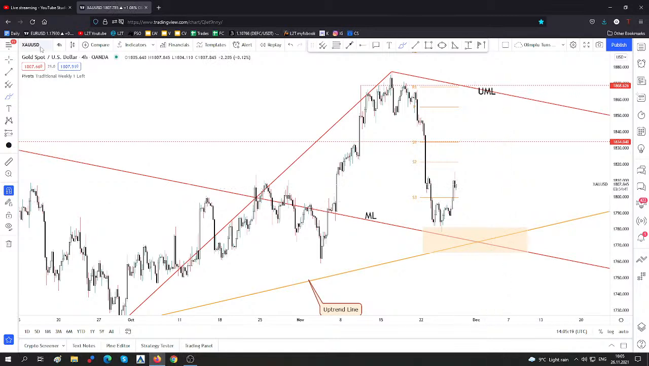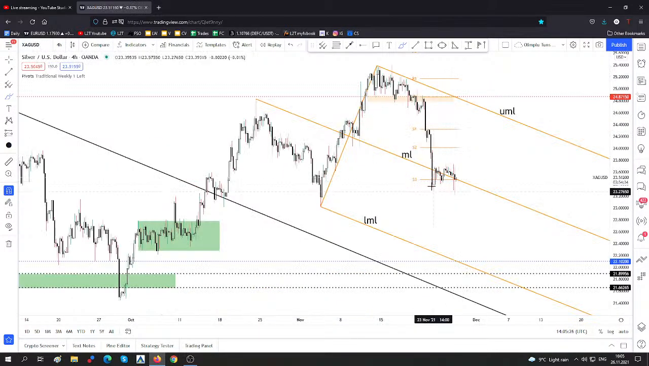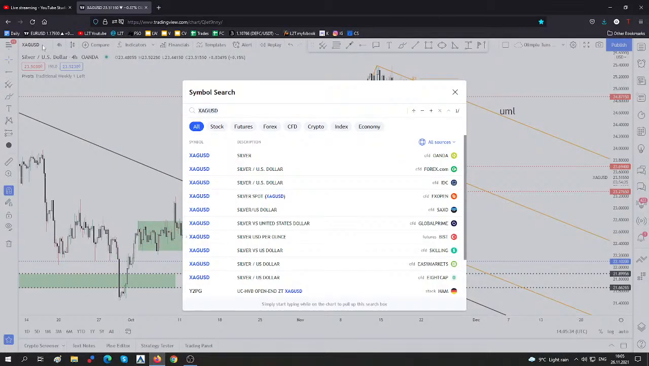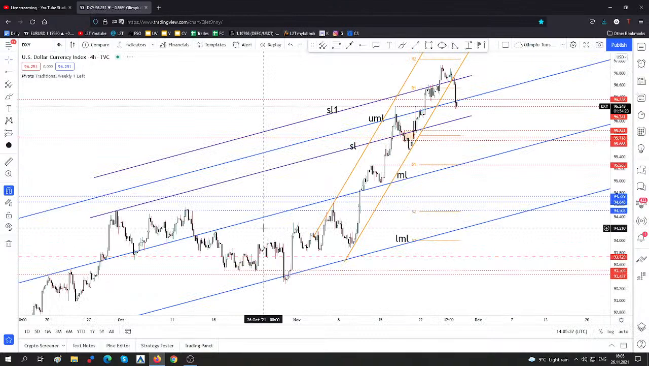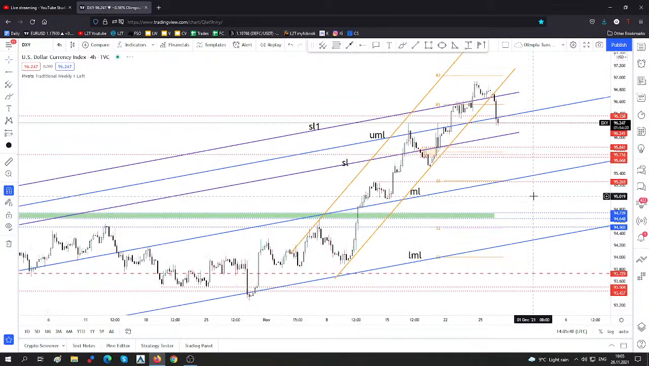Let's take a look also at silver. Oh, sorry, silver. Something like a sideways movement here in silver. We'll talk also about silver, the dollar index, and the US oil. So right now the dollar index crashed, as you can see here.